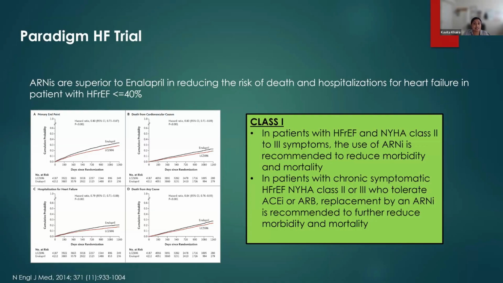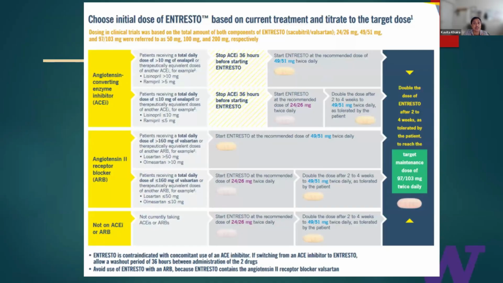As a result, it is a class 1 indication by the guidelines in patients with HFrEF and NYHA class 2 or 3 to use an ARNI, and if they're on an ACE or an ARB, to actually switch them. In terms of how you switch them, I think this might be a little bit blurry, but if they're on an ARB already, you can just switch them. And you decide your starting dose based on the starting dose of their ARB. If they're on a high dose of an ARB already, you would start them on Entresto 49/51. If they're on a low dose of an ARB, then you would start with 24/26 and up titrate.